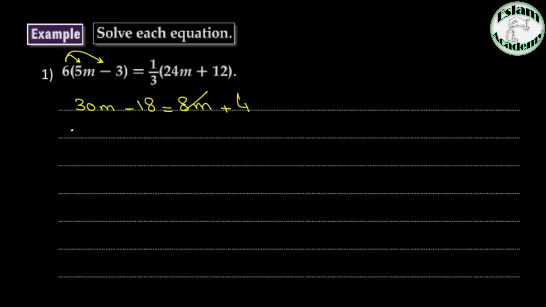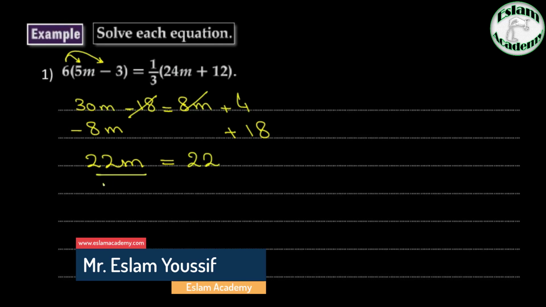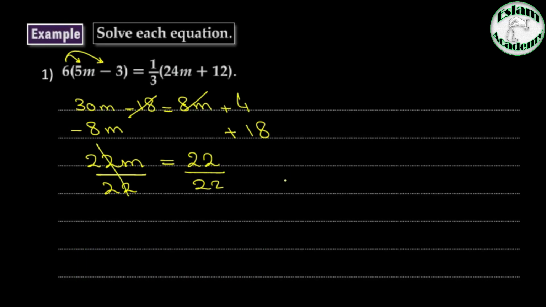By subtracting 8m and adding 18. So 30m minus 8m equals 22m. 4 plus 18 equals 22. Divided by 22. Then m equals 1.